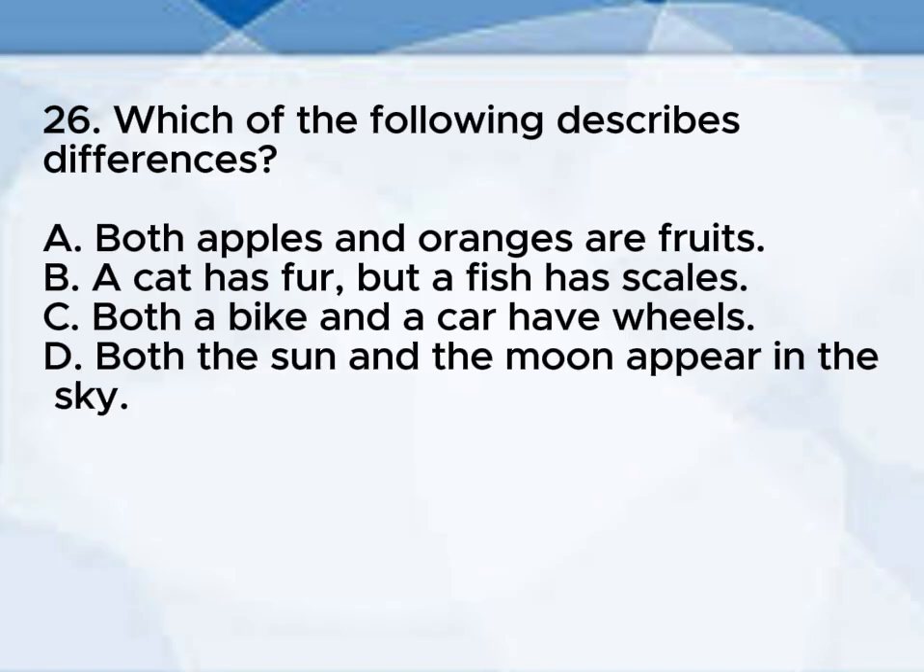26. Which of the following describes differences? A. Both apples and oranges are fruits. B. A cat has fur, but a fish has scales. C. Both a bike and a car have wheels. D. Both the sun and the moon appear in the sky.